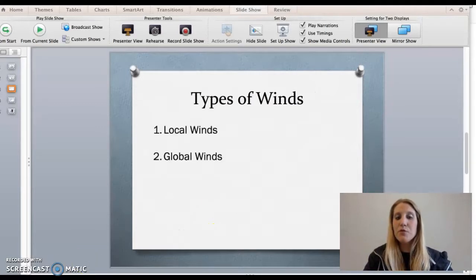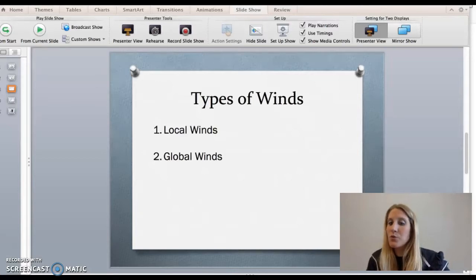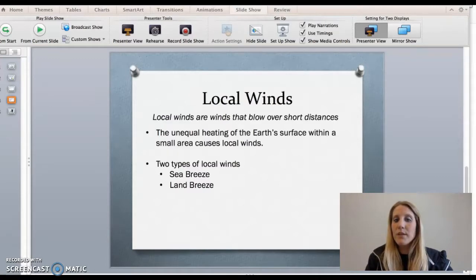There are two types of winds that can be produced because of the unequal heating of the Earth's surface: local winds and global winds. Today we're strictly going to focus on two types of local winds that can be produced. Local winds can be defined as winds that blow over short distances. Again, they are produced because of the unequal heating of the Earth's surface within a small area. There are two types of local winds that can be produced: a sea breeze as well as a land breeze.